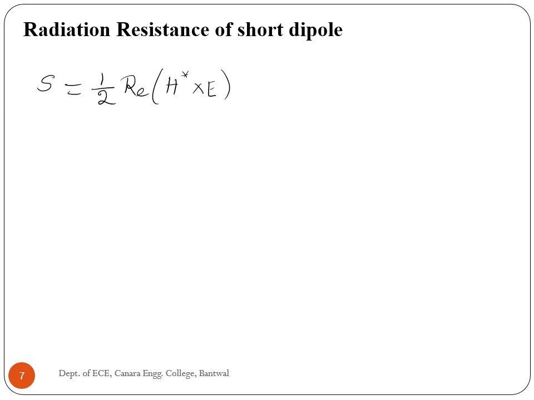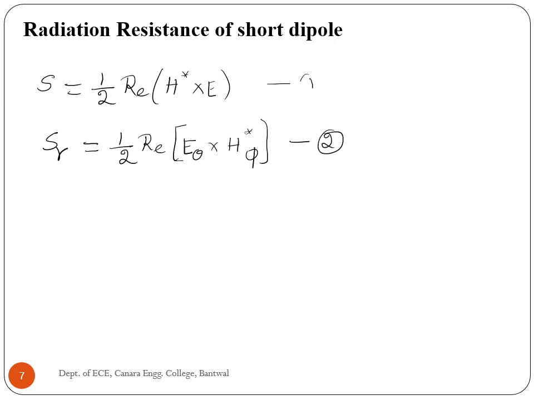So, the radial component of the Poynting vector is given by half of real part of E theta into H phi, equation 2, where E theta and H phi are complex.